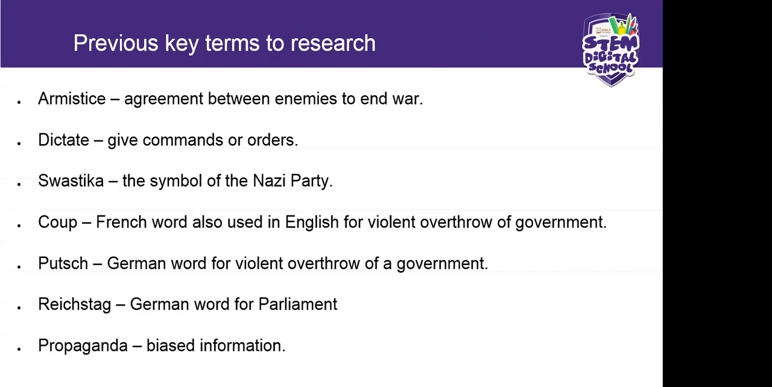An armistice is a formal agreement of warring parties to stop fighting. Okay, it's from Tando. Okay, Tando, that's good.